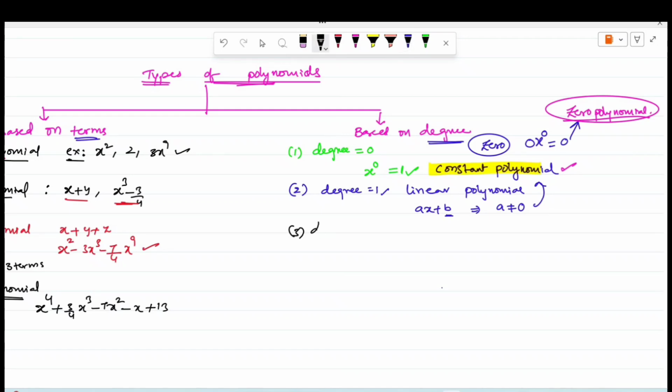Third one, if degree is exactly 2, it is called a quadratic polynomial. What is meant by a quadratic polynomial? Degree is 2. The general example is ax square plus bx plus c, called a quadratic polynomial, where a is not equal to 0. This must be noted.